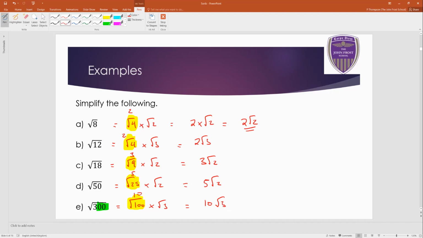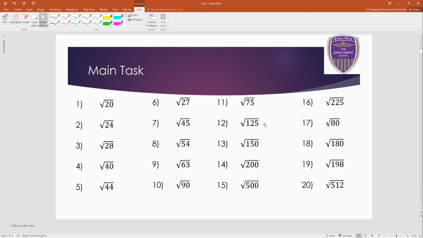All right, those are the examples done. So find the square number in the number, break it down, work out the square root, and then you are done. All right, so the main task now, there's loads here, okay? You could pause the video, have a go at these, and then come back when you're ready to see the answers. And after the answers on the video, there's also a challenge question if you fancy a go.